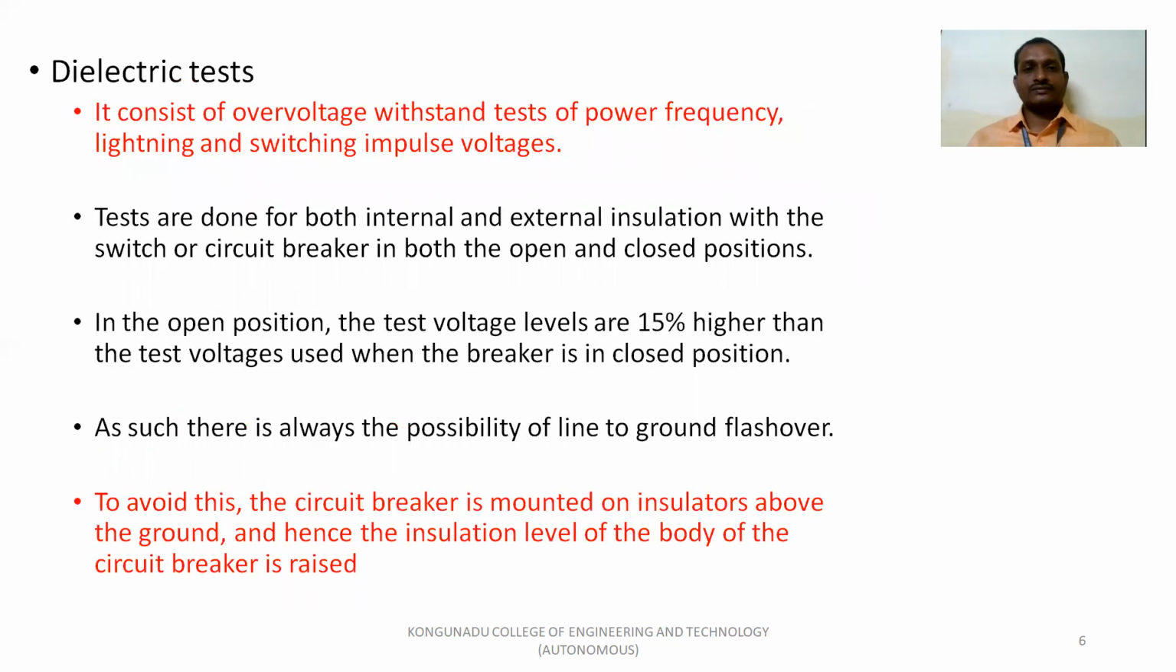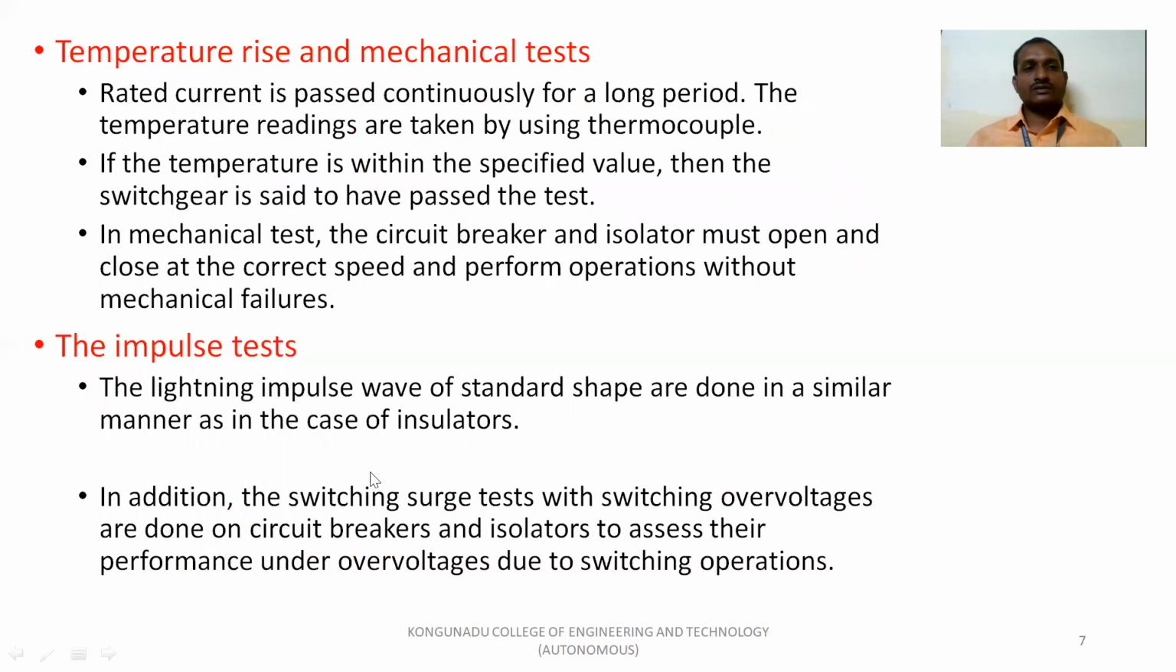In the dielectric test, we apply power frequency, lightning or switching impulse voltages directly to the equipment. If it is able to withstand them, the circuit breaker clears the test, otherwise it fails. The second one is the temperature rise test. We give the rated current continuously for a long duration, and the temperature is measured by a thermocouple. If the temperature is within the specified level, the switchgear passes the test, otherwise it fails.